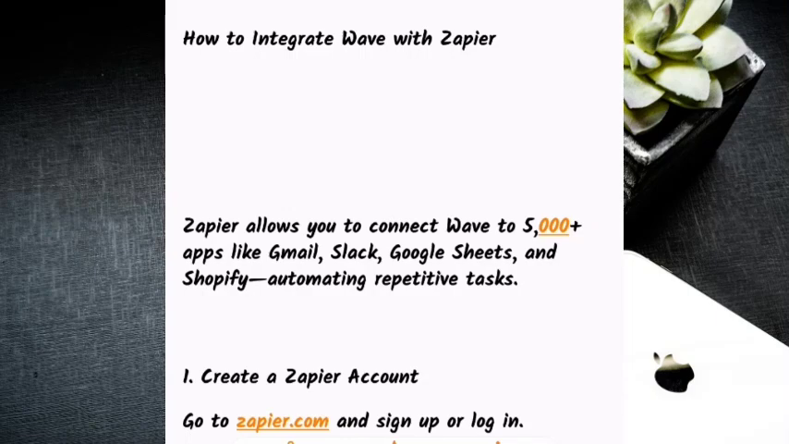In today's video, let's talk about how to integrate Wave with Zapier. Zapier allows you to connect Wave to 5,000 plus apps like Gmail, Slack, Google Sheets, and Shopify, automating repetitive tasks for you. Pretty useful. Let's get into how to integrate it.